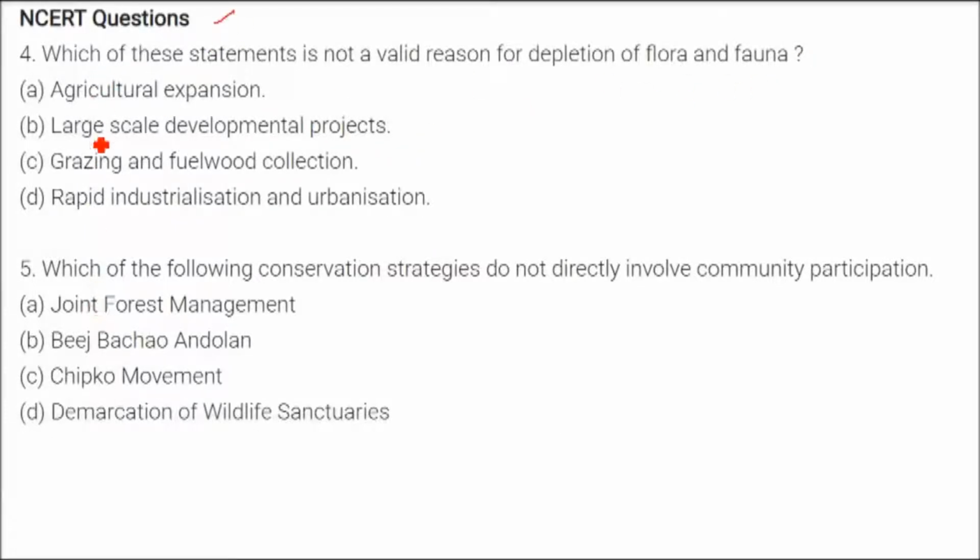This is an NCERT question. You will see this in the question answers of NCERT. Which one of these statements is not a valid reason for the depletion of flora and fauna? And the answer is C. Grazing and fuel wood collection, because all these, apart from this, they are responsible for a wide range depletion of flora and fauna.